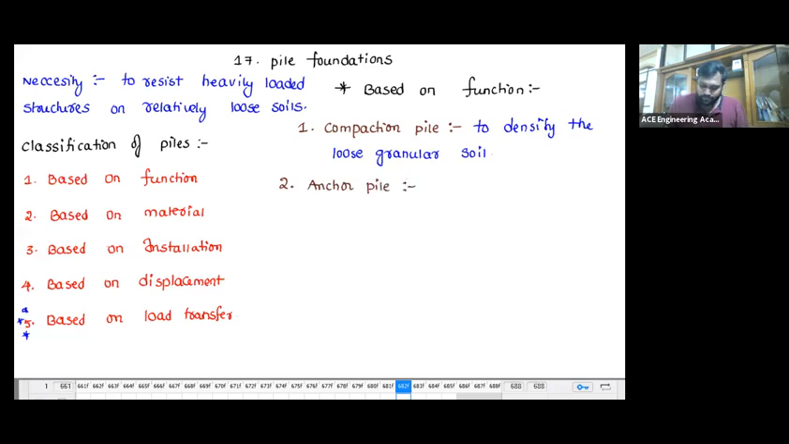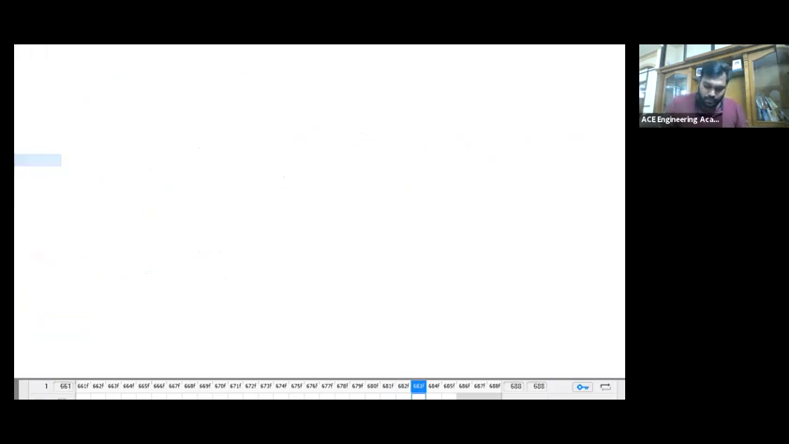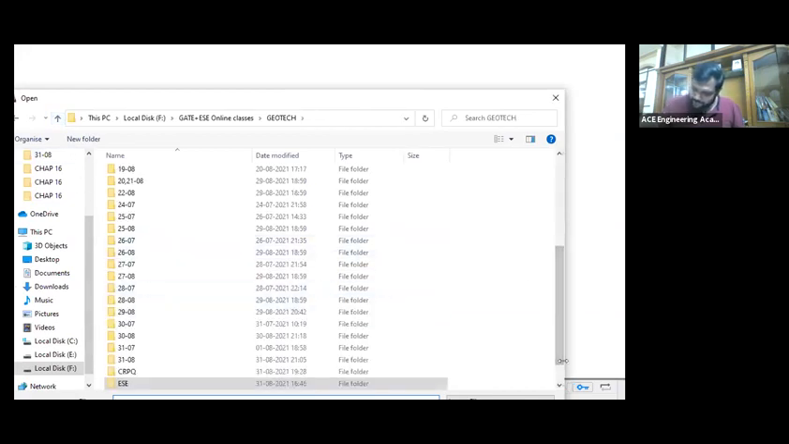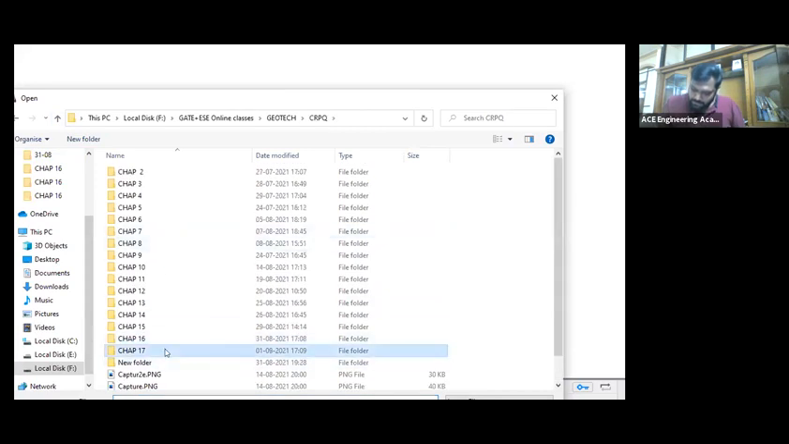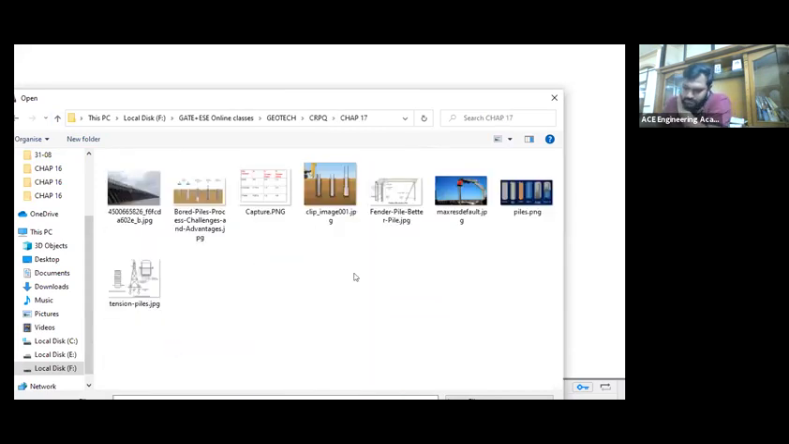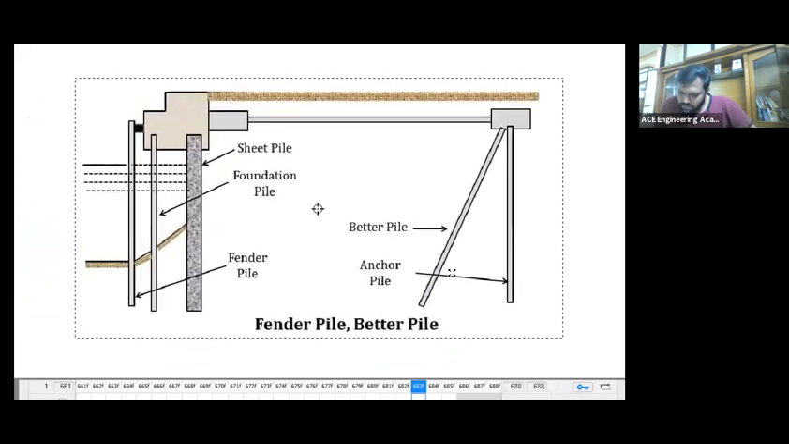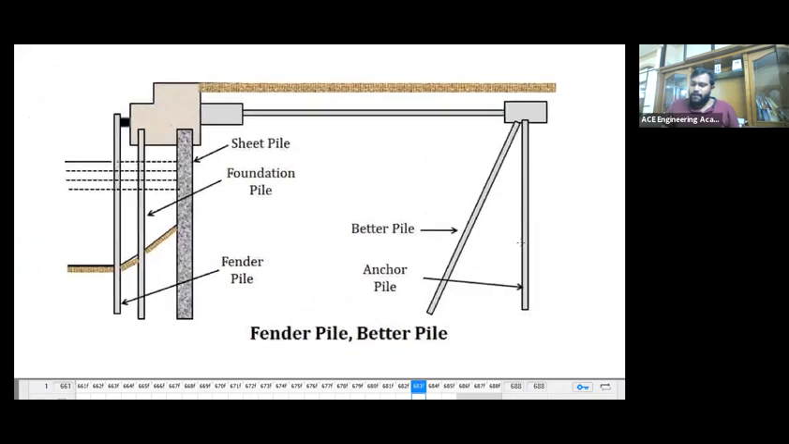Anchor pile. What is meant by anchor pile, sir? This is actually a sub-part of the pile. So what is meant by anchor pile? Let me take the figures. Okay, everybody, please observe. You see this one. Forget about the remaining things.